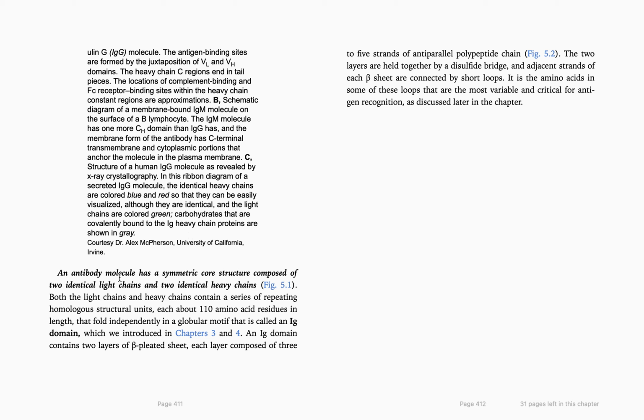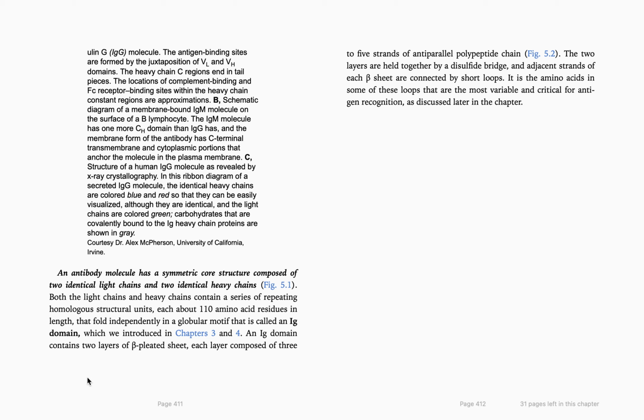So an antibody molecule has a symmetric core structure composed of two identical light chains and two identical heavy chains, as you saw in figure 5.1. Both the light chain and heavy chain contain a series of repeated homologous structural units, each about 110 amino acid residues in length, that fold independently in a globular motif that is called the Ig domain, which we introduced in chapter 3 and chapter 4.